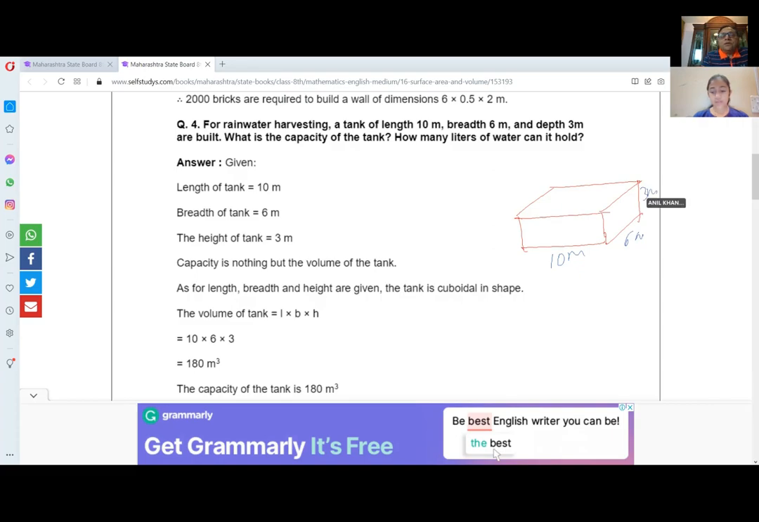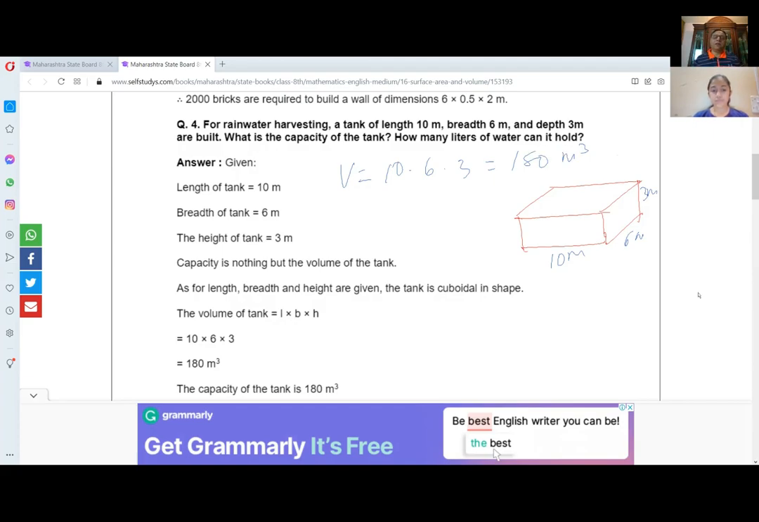So how much is the volume? Volume is multiplying them all: 10 times 6 times 3, and you get your answer in meter cube. The capacity is the volume, right? Yes, 180. Correct.